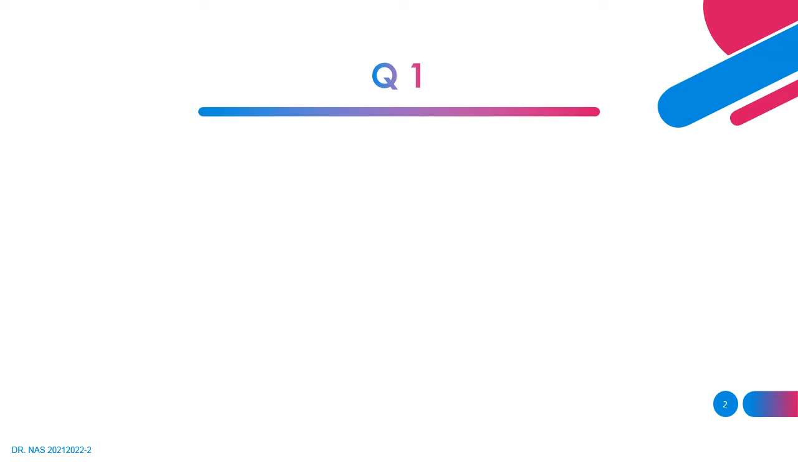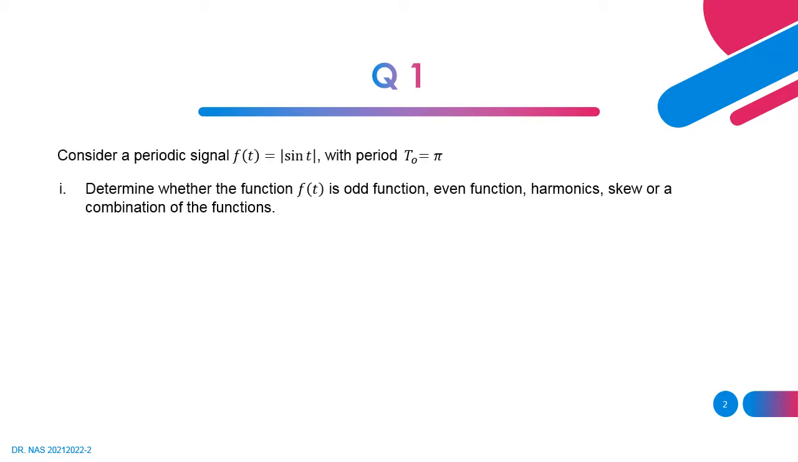Consider a signal given by the equation f(t) equal to modulus sine t with period, or fundamental period, equal to pi. So you need to determine whether the function is odd, even, harmonic, skew, or a combination of the functions. In order to solve this, you need to know how this sine t signal looks like. Or you can also try different t values. Then you can estimate what type of signal this is.